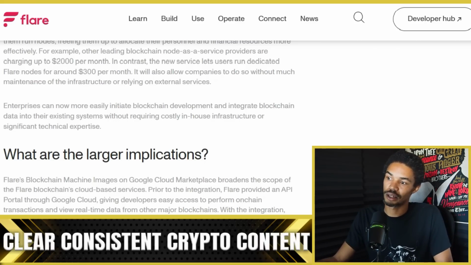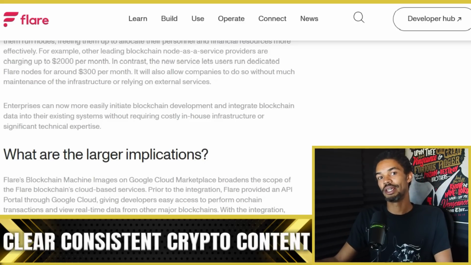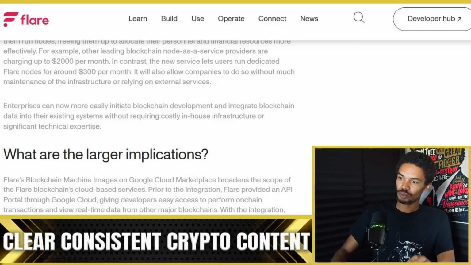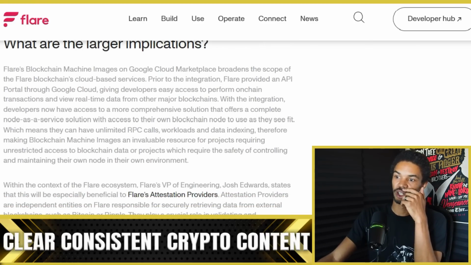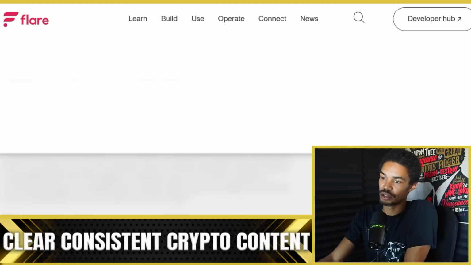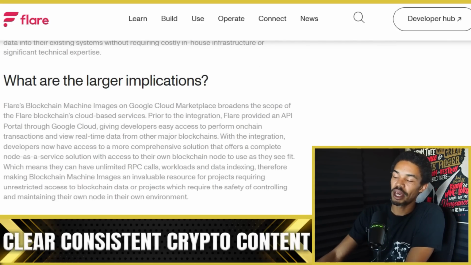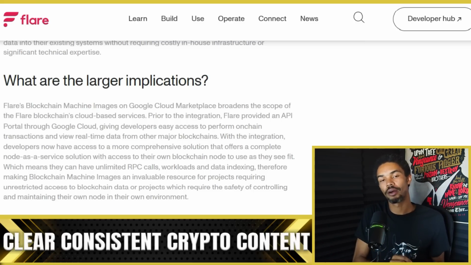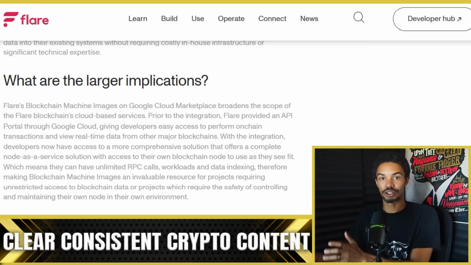And I hate to say it, but that also lines up with the whole ESG movement, wanting to be more climate friendly, especially when producing technologies around these projects. So let's get to the last question here, the larger implications, because they are pretty massive. What this will ultimately do, I'm going to summarize this entire paragraph for you, is make it easier for developers who go through Google Cloud's marketplace to connect with FLR and the networks that FLR is connected to.